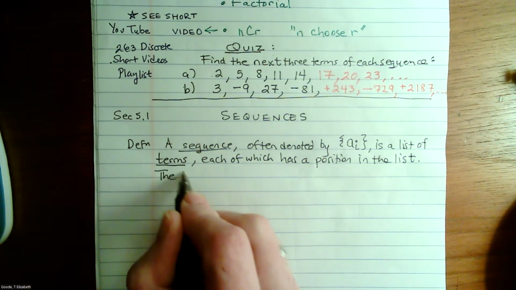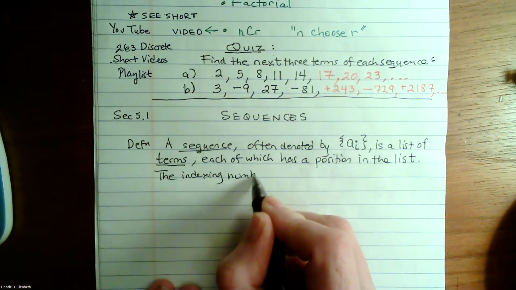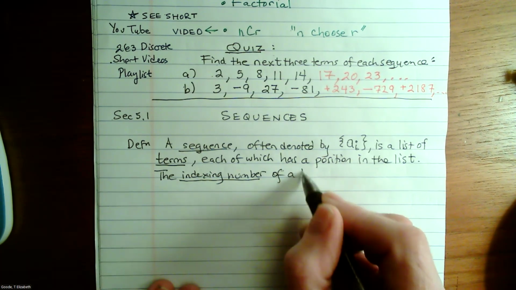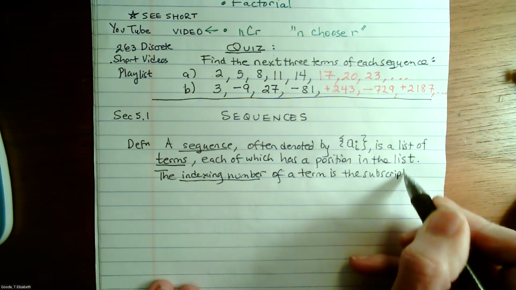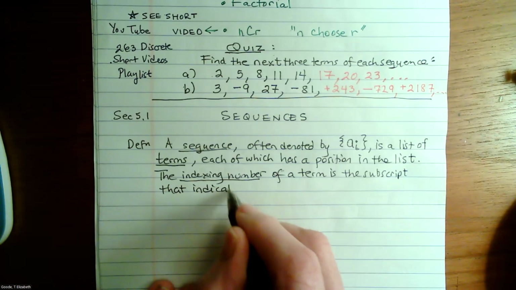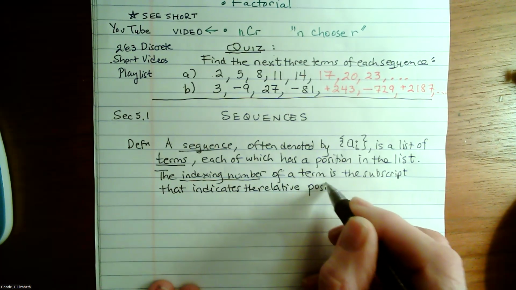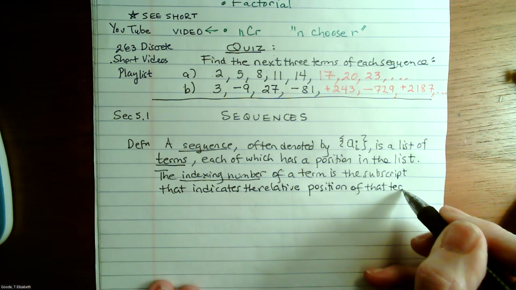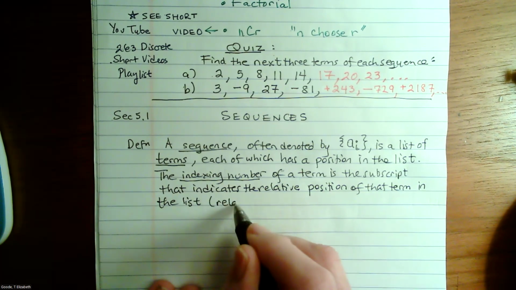And the indexing number, and that's denoted by this subscript, the indexing number of a term is the subscript that indicates the relative position of that term in the list. And I mean relative to the other terms.